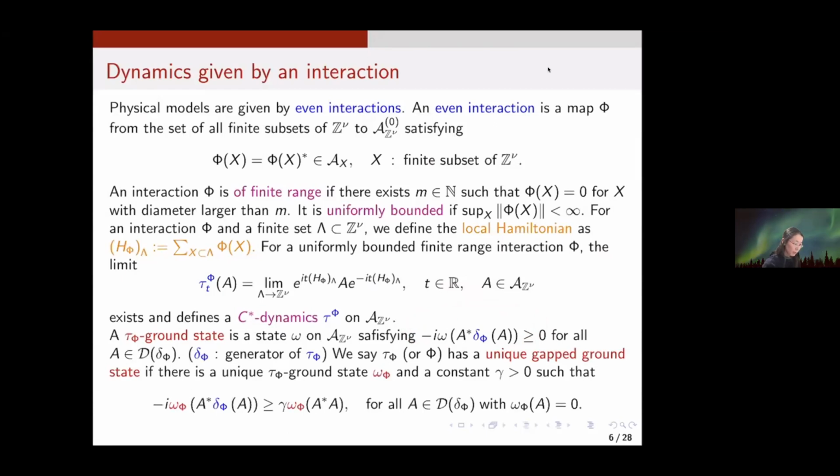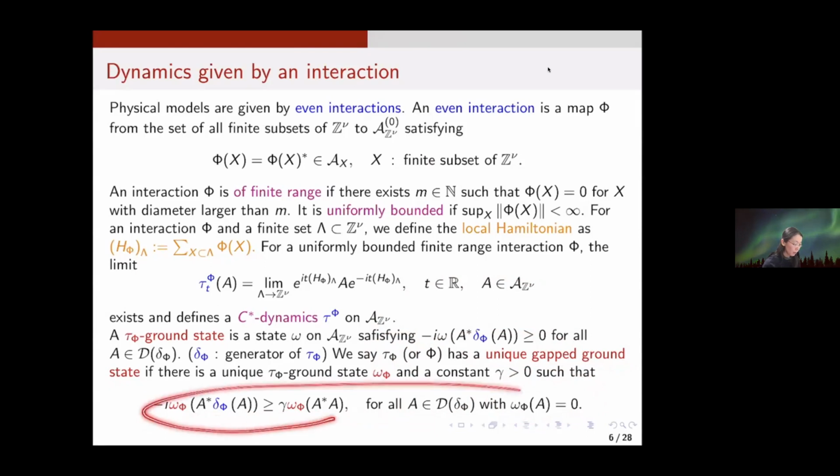And also, as I said, in this talk we are interested in a unique gapped ground state. So in general, there can be many states satisfying this condition, but the situation we consider in this talk is the case that there is exactly one state satisfying this condition. And we say that the dynamics has a unique gapped ground state if there is a unique ground state plus a gap condition, namely there is a constant gamma satisfying this inequality for all A in the domain of the generator whose expectation value with respect to the ground state is equal to 0.